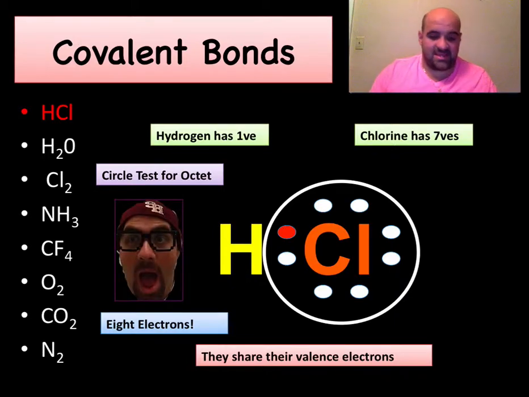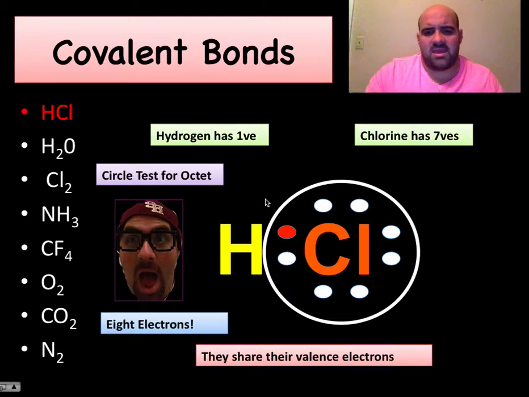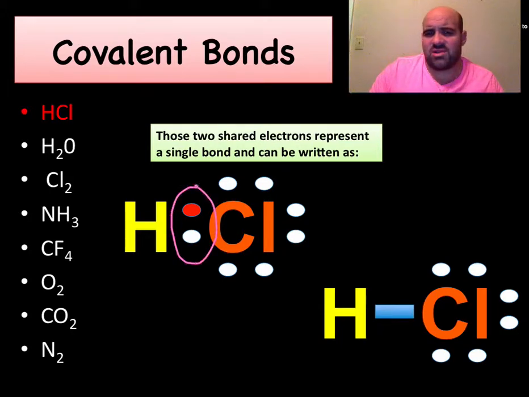And if we wanted to test hydrogen, we could simply draw a circle around it, and if it has 2 electrons, which I won't do for the rest of the video, then hydrogen is stable. So this is going to be a stable diagram, and that's the Lewis diagram for HCl. What we do is represent this shared electron pair as a dashed line.